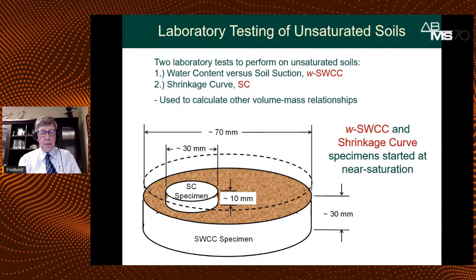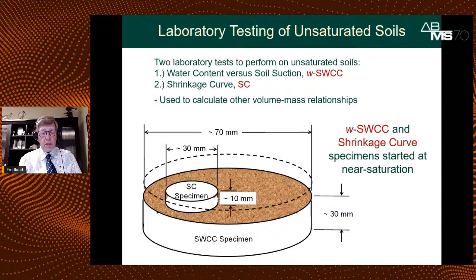Soil specimens used for the soil water characteristic curve can be placed onto a pressure plate apparatus with various applied suctions. The specimens are typically about 7 centimeters in diameter and about 3 centimeters in thickness. The soil specimens might be from an undisturbed sample, from a compacted sample, or from a remolded soil sample.